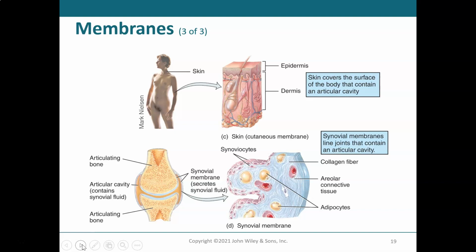So if you look at the top, the skin has two layers, superficial epidermis and a deeper dermis. The epidermis consists of keratinized, stratified squamous epithelium. So we talked about that last week. And the dermis consists of areolar, adipose, and dense irregular connective tissue.